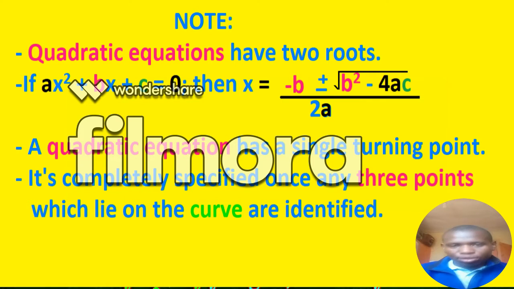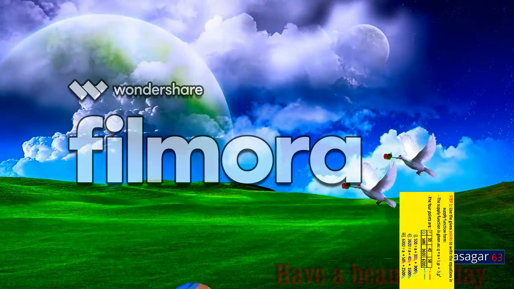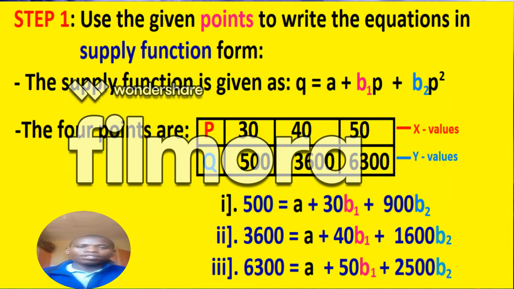A quadratic function has a single turning point. It's very important to remember that. And it's completely specified once any 3 points which lie on the curve are given. So you can only specify a quadratic function on a curve along 3 points. Let's now go straight into the solution to this question and see how it is solved.